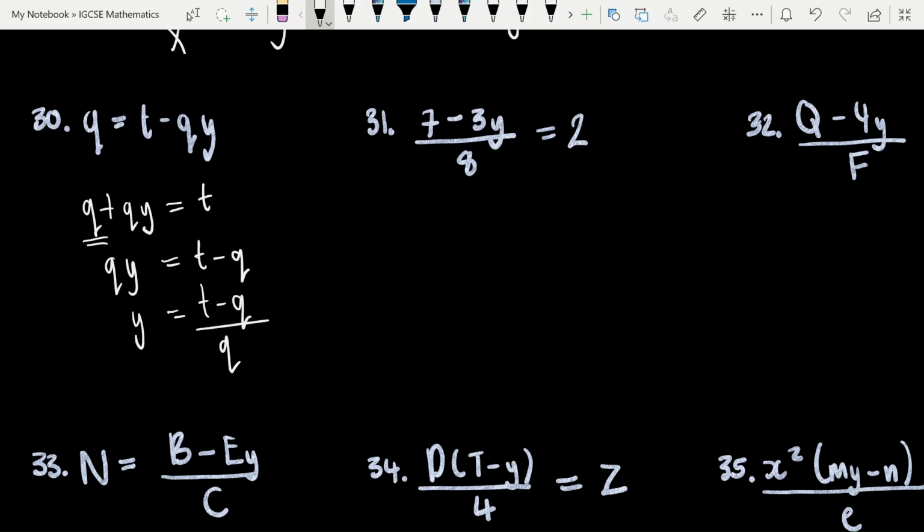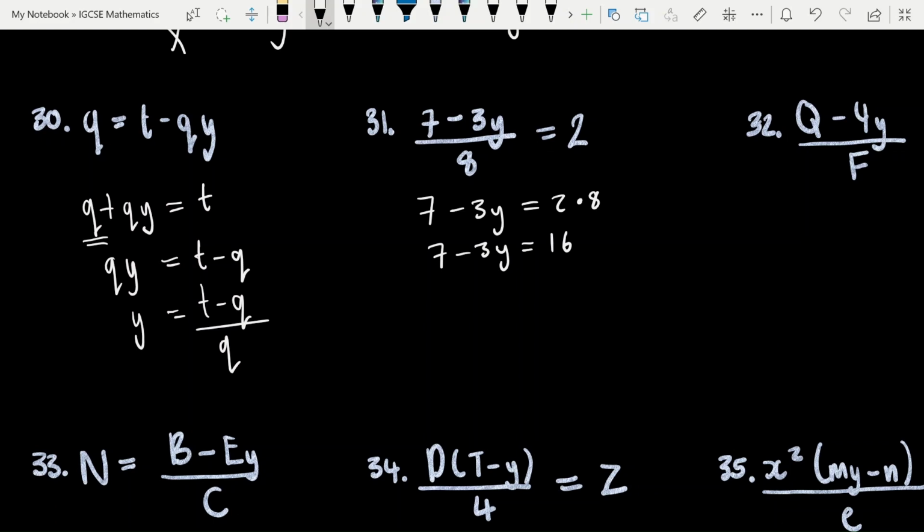Okay, now we have 7 minus 3y all over 8 is equal to 2. How do we make y the subject? Who do we start with? What do we do first? First, we have to get rid of the 8 because he's dividing everybody. We can't go ahead whilst they're still doing it. So we take it to the other side. We have 7 minus 3y is equal to 2 times 8, 7 minus 3y being equal to 16.